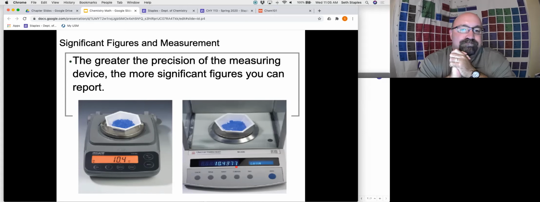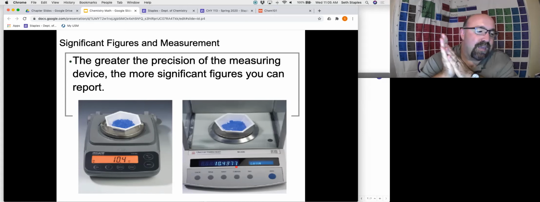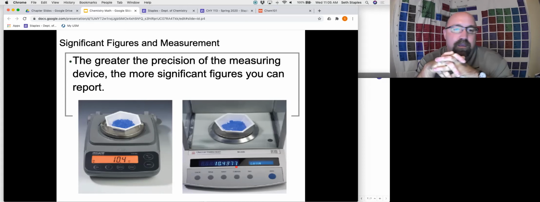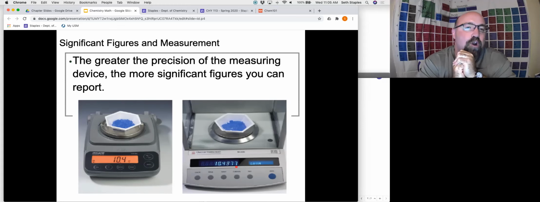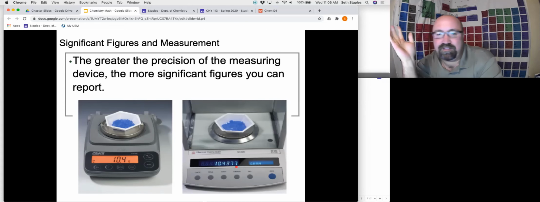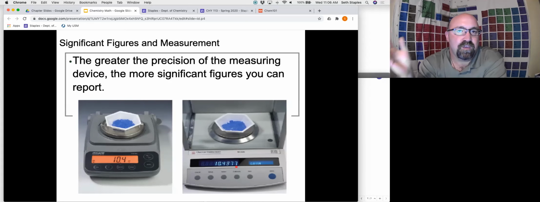So again, we're always going to be hampered in a sense by how good our measuring device is. With that in mind, we have to remember that a calculator is always going to just spit out an exact calculation and spit out tons of decimal points for us.